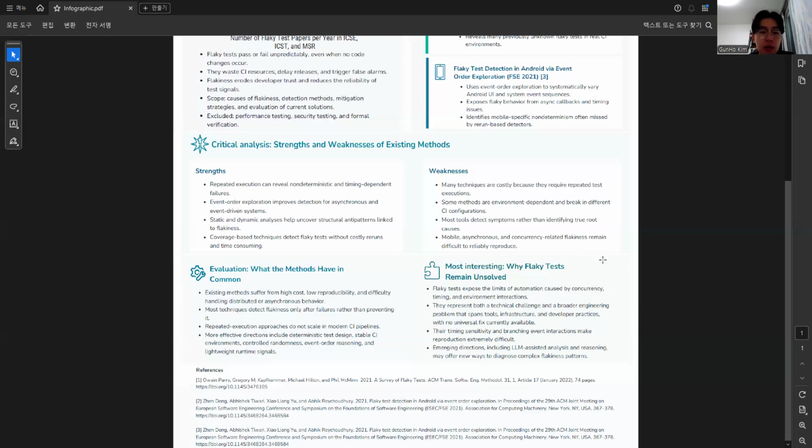So, in conclusion, flaky tests remain one of the most persistent problems in software testing. But by understanding their causes and analyzing current methods, we can still move toward more reliable and maintainable systems.